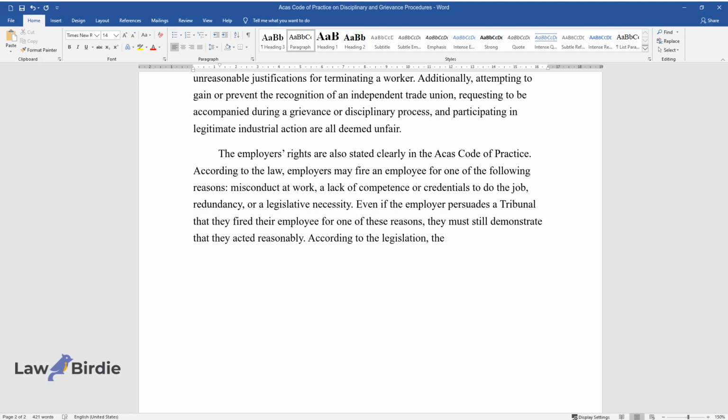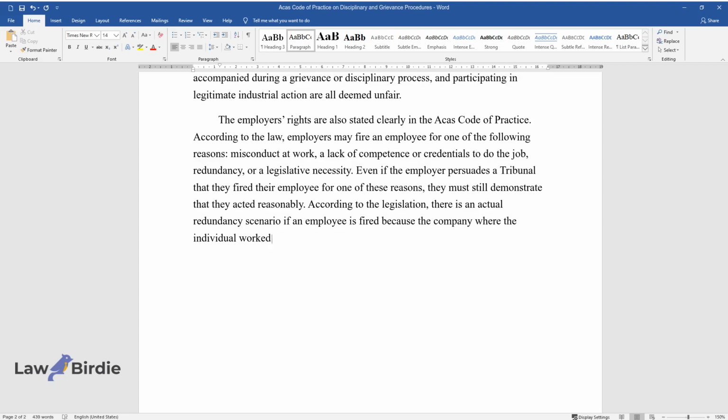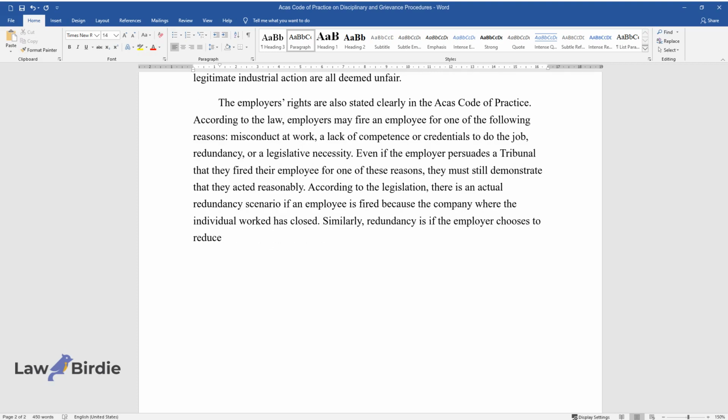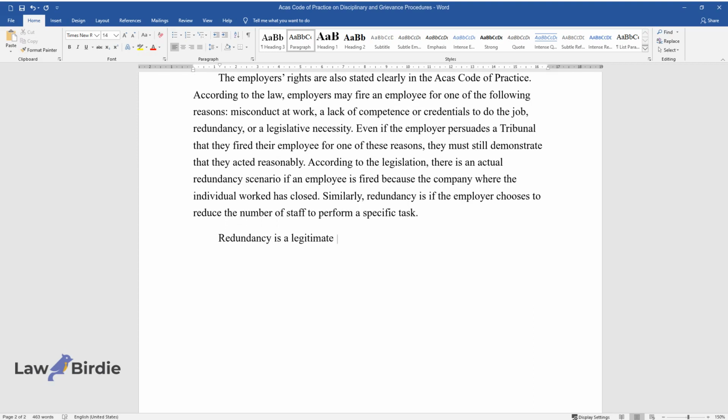According to the legislation, there is an actual redundancy scenario if an employee is fired because the company where the individual worked has closed. Similarly, redundancy is if the employer chooses to reduce the number of staff to perform a specific task. Redundancy is a legitimate reason for businesses to dismiss a worker.